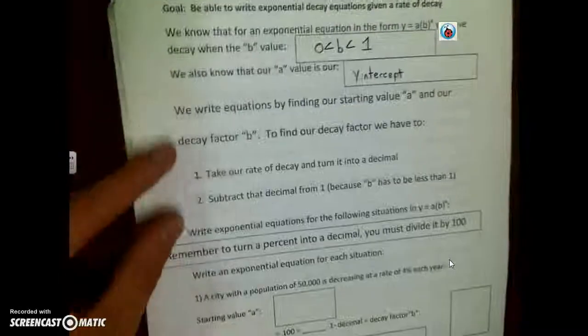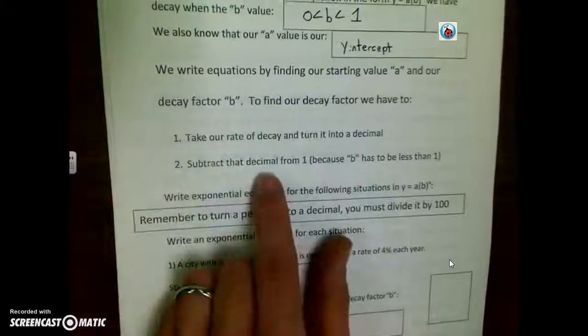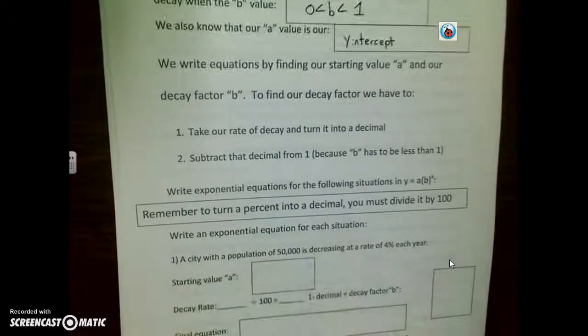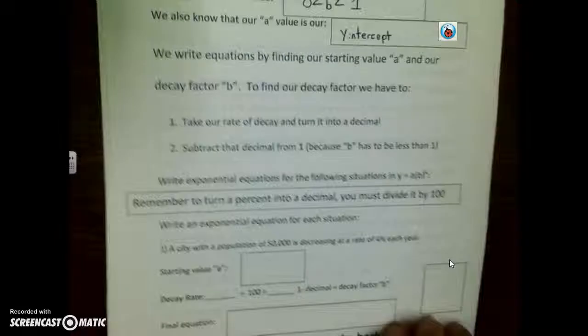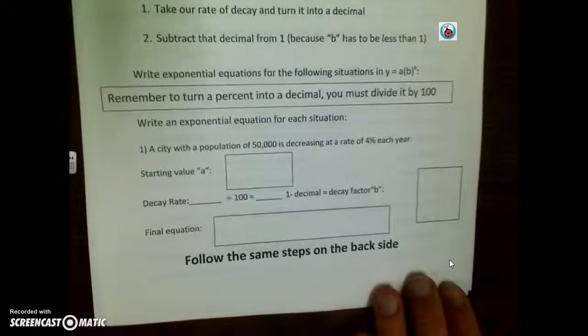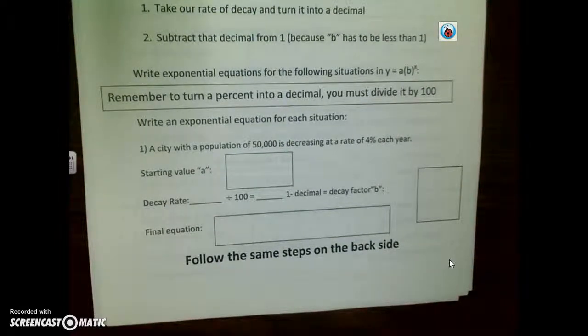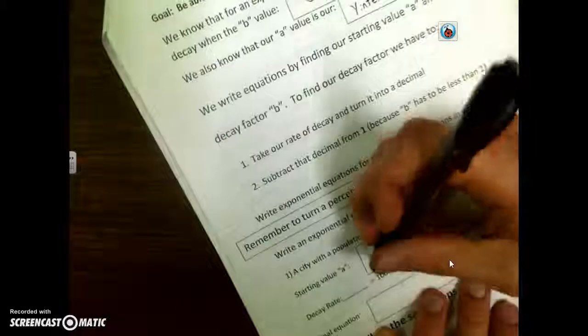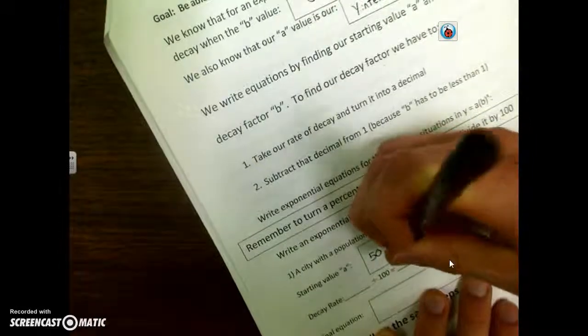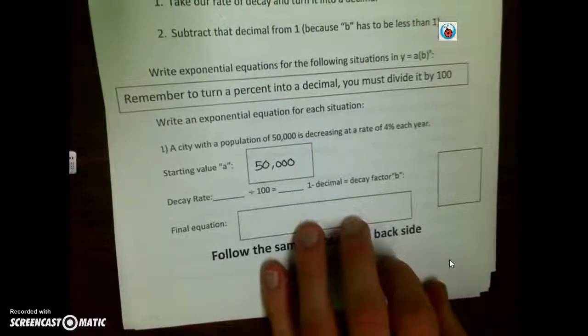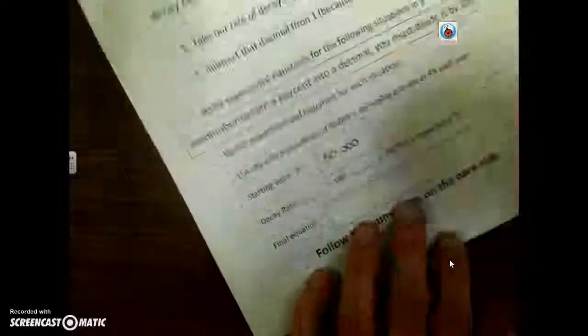All right? And so these steps you'll recognize very similar, except now we're going to be doing 1 minus our decimal. All right? Because that's the way decay works. It's not 1 plus, it is 1 minus. So let's look at our example here. This is a city with a population of 50,000. That's our a value. All right? It has a decay rate of 4% each year.